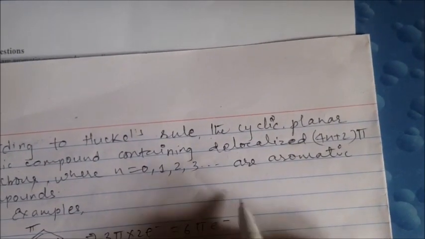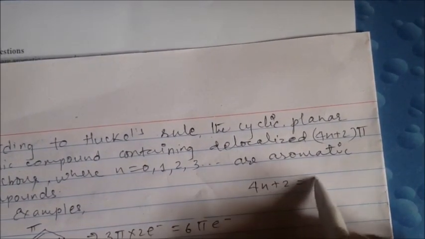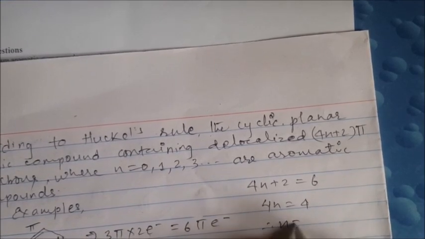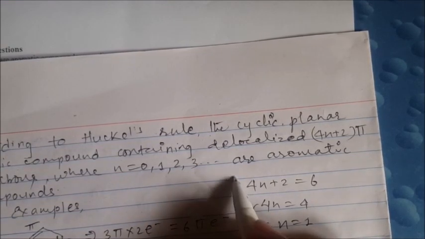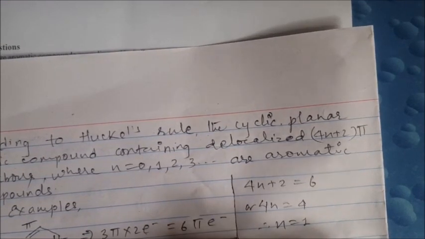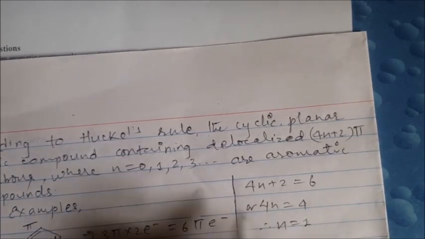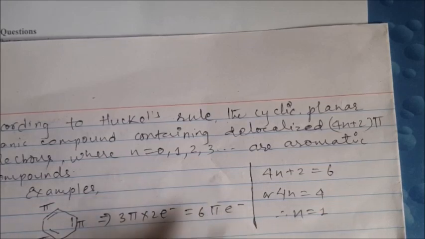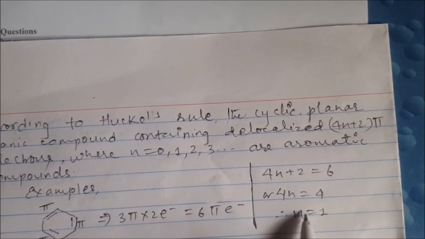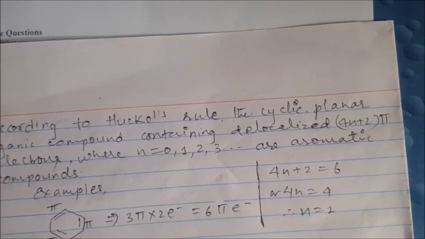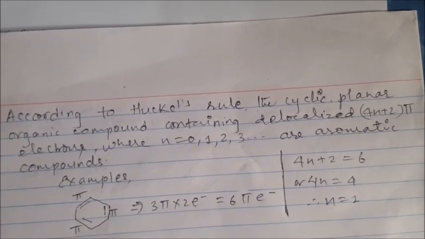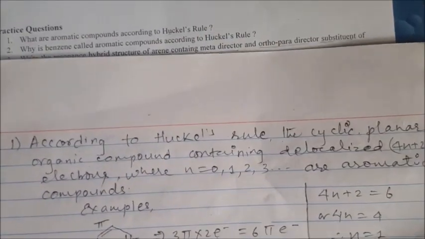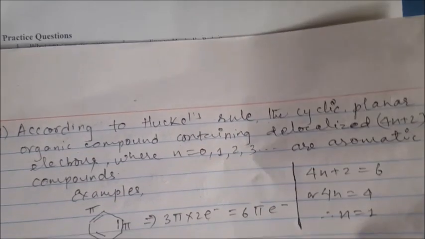So we can now use the formula for that. 4n plus 2 equal to 6, so 4n equal to 4, therefore n equal to 1. So this is the calculation. So we can see that benzene is an aromatic compound according to Huckel's rule, because it has the value n equal to 1. Now we can add another example as well, but these are very short questions. You can just write down one or 2 examples for these questions.